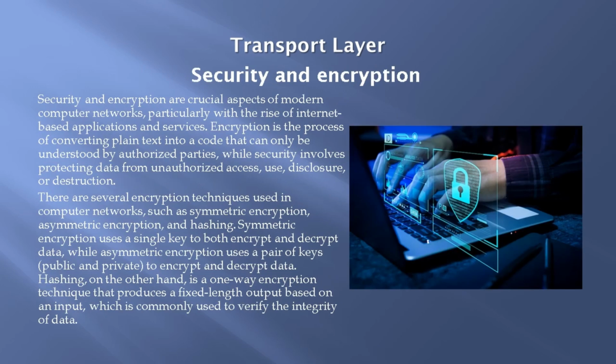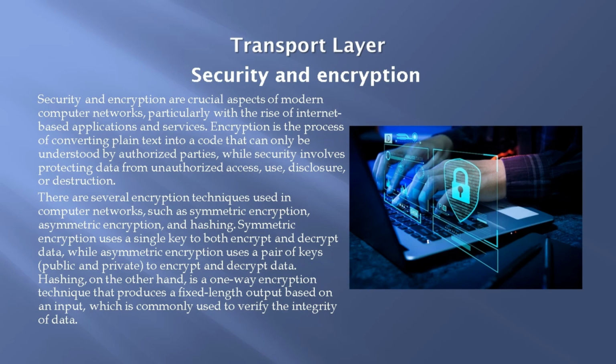Security and encryption are crucial aspects of modern computer networks, particularly with the rise of internet-based applications and services. Encryption is the process of converting plain text into a code that can only be understood by authorized parties, while security involves protecting data from unauthorized access, use, disclosure, or destruction.